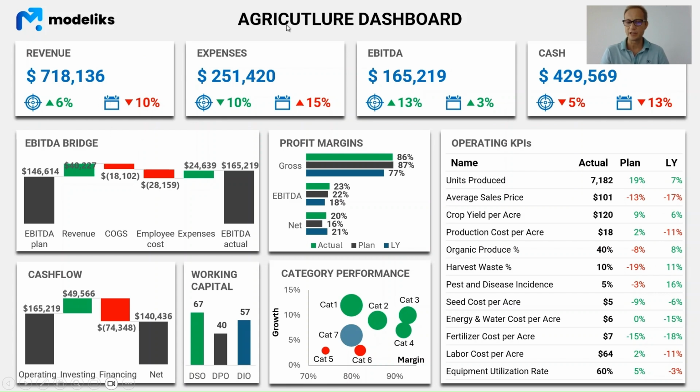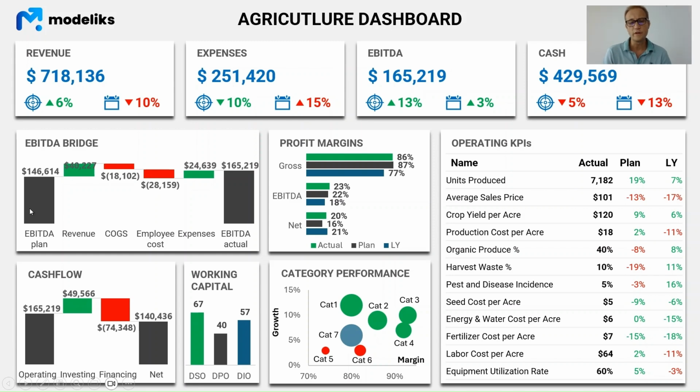Then we want to quickly look at our expenses. Again, how are they performing against plan and previous year? Our EBITDA, or our operating profit, and our cash position, just to make sure we are okay and not running out of cash anytime soon. Now that we've seen these main financial KPIs, we want to dig deeper into our profitability.